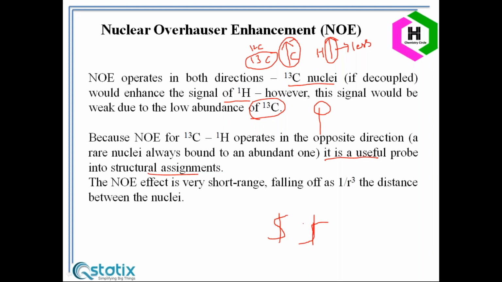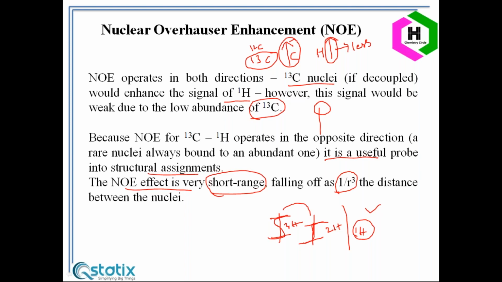Based on the intensity, you take some peak as 100% and calculate the intensity of the others. Based on this you are going to say that here two protons are there, here three protons are there, and in another signal only one proton. We will discuss this when we do structural determination. This is also estimated using the nuclear Overhauser effect. And this NOE effect is very short range, only adjacent nuclei, with a fall-off of 1 by r cubed, where r is the distance between the nuclei.